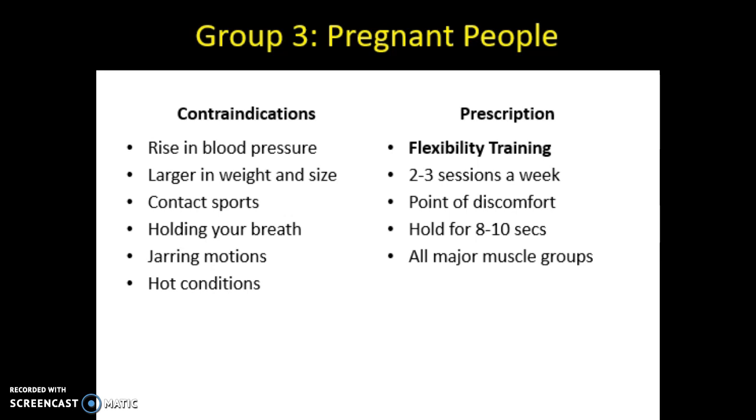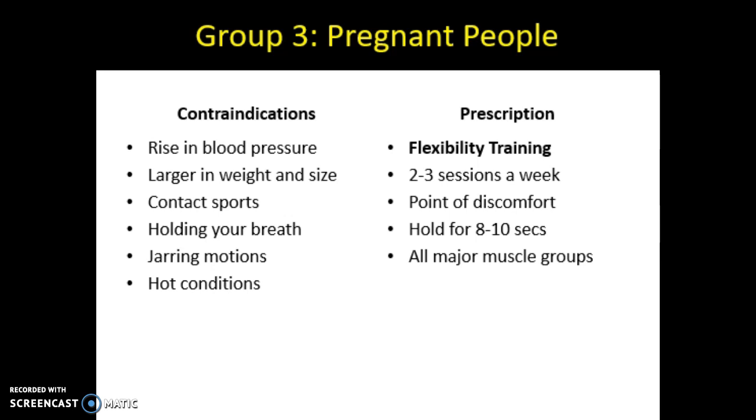Another one being jarring motions. They won't be able to do jarring motions, as they can cause placental abruption. The final contraindication is hot conditions, as people worry that hypothermia or abnormally high body temperature in early pregnancy may increase the risk of birth defects.